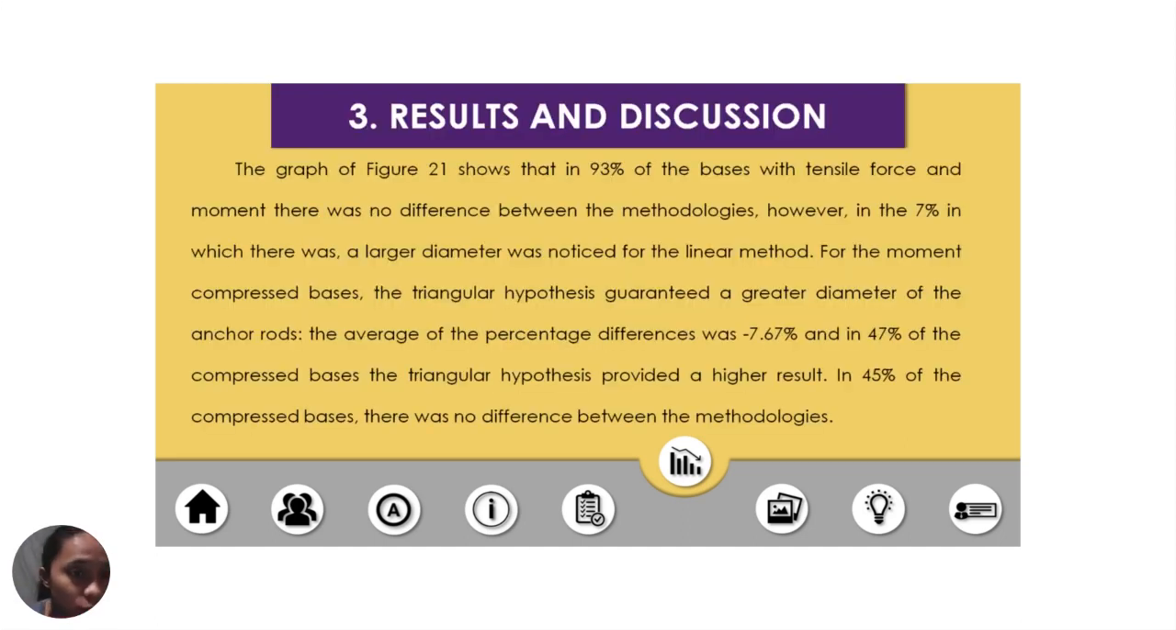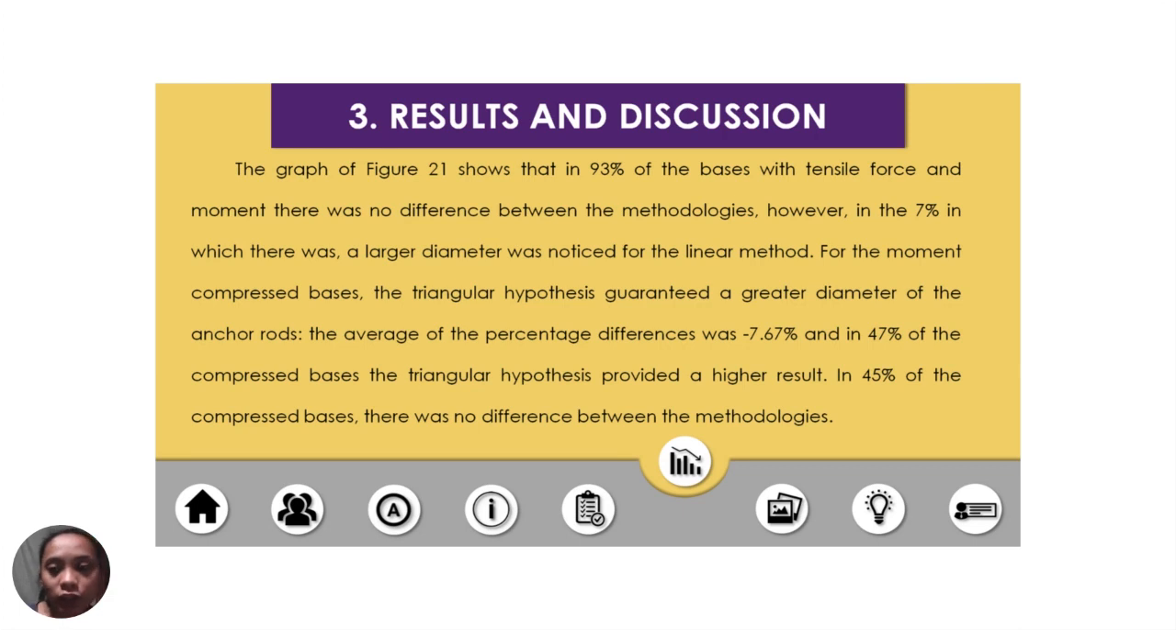The graph of figure 21 shows that in 93% of the bases with tensile force and moment, there was no difference between the methodologies. However, in the 7% a larger diameter was noticed for the linear method. For the moment compressed bases, the triangular hypothesis guaranteed a greater diameter of the anchor rods. The average of the percentage differences was negative 7.67%, and in 47% of the compressed bases, the triangular hypothesis provided a higher result. In 45% of the compressed bases, there was no difference between the methodologies.